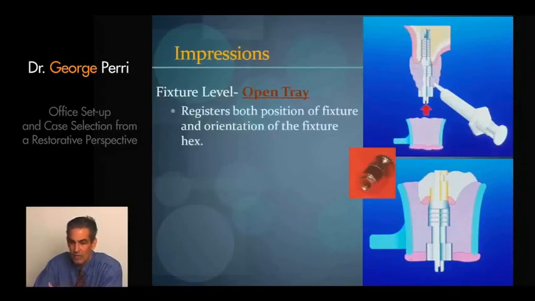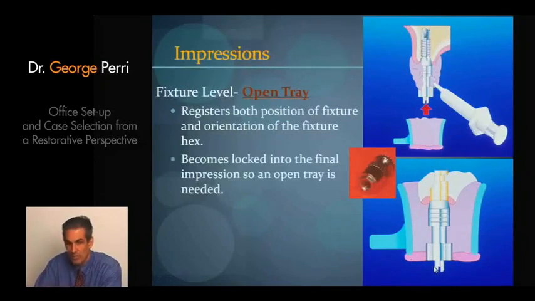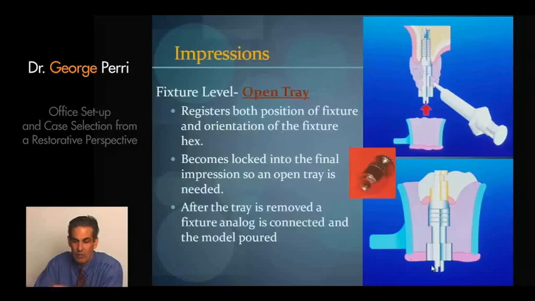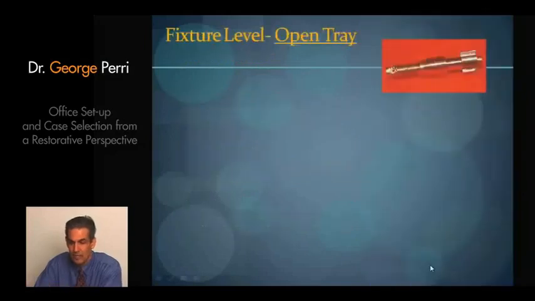Kind of a flow here. We have a fixture level impression coping seated. We notice that there's a screw coming out of that coping, so we realize it's an open tray. When we seat our tray, we will have an impression coping that needs to have access to this screw to remove it from the mouth. Once it's removed, we can add our analog and we can pour an accurate master model.